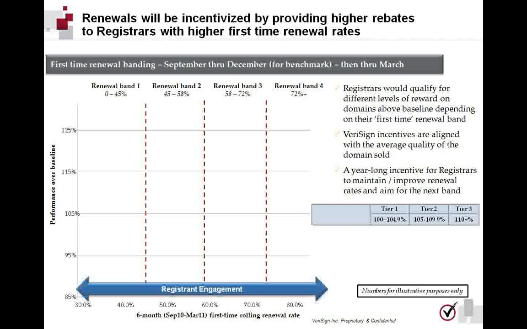In addition to that, we have the different reward tiers that will be available as a part of the new unit program. This will be built out into 3 primary tiers. We have Tier 1 from 100% to 104.9%, Tier 2 105 to 109.9%, and Tier 3 110% and above. So the renewal bands and the tiers work together in order to calculate the rebate credit you are eligible for.